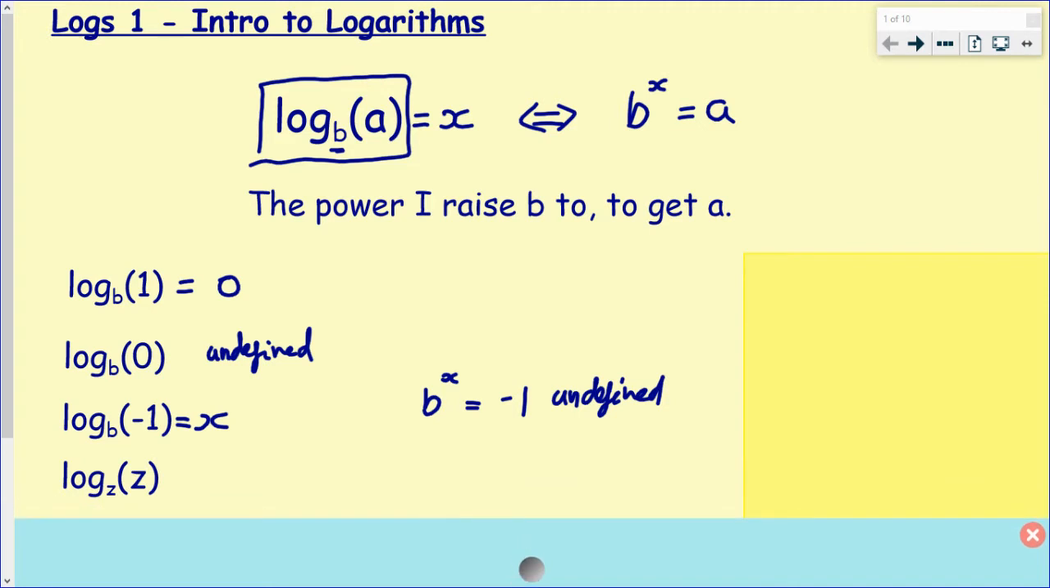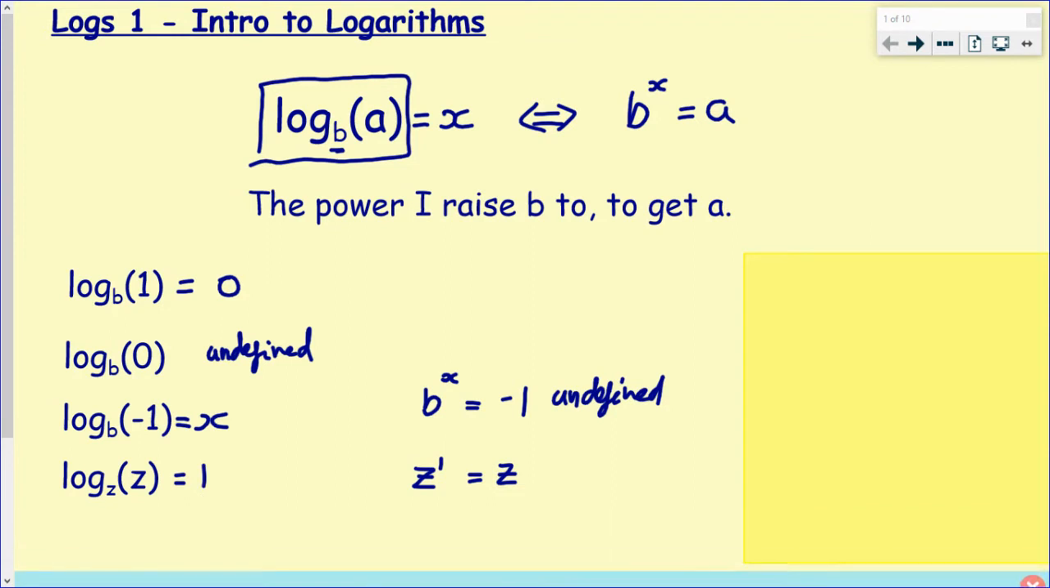Okay, let's come back to a slightly more sensible one. Log z of z. What power do I have to raise z to get z? Well, z to the power 1 is z, so this must be 1.